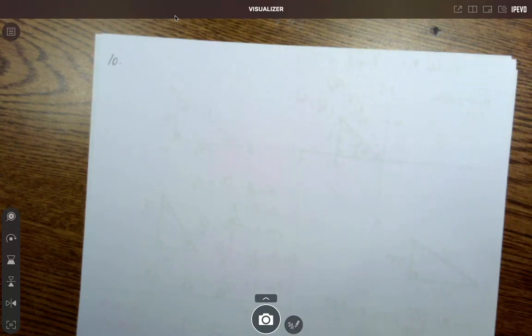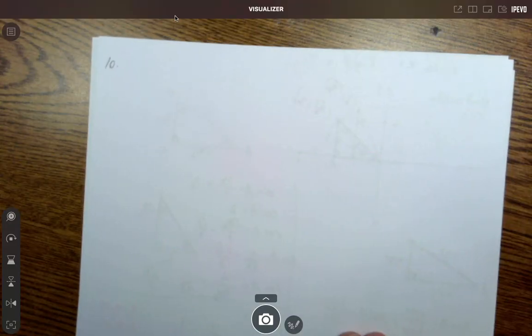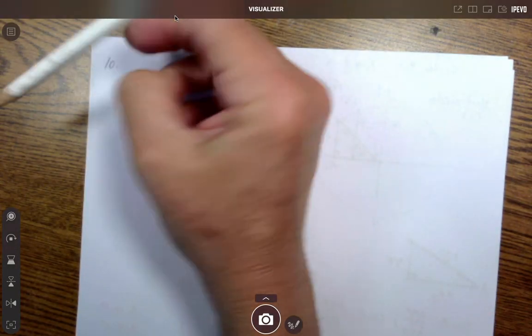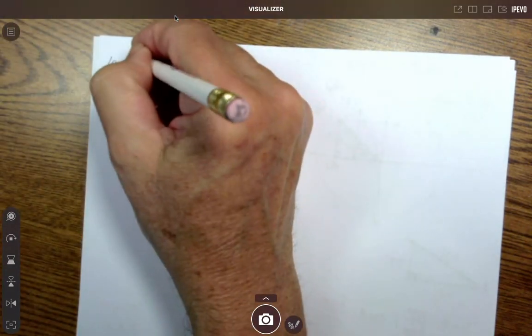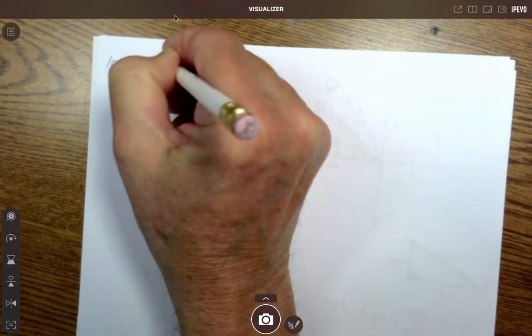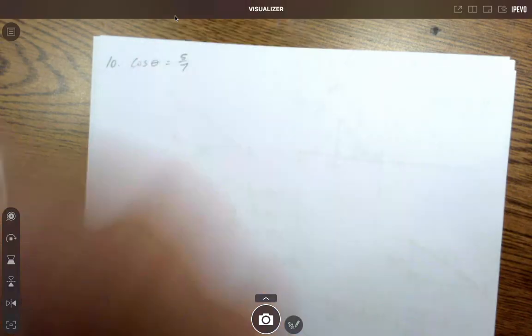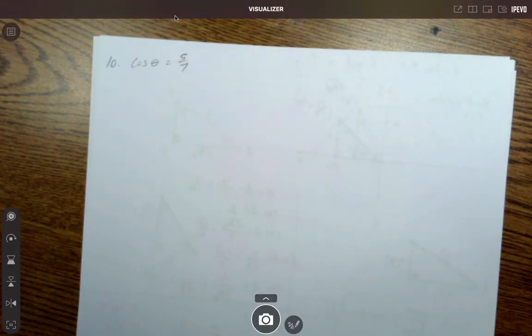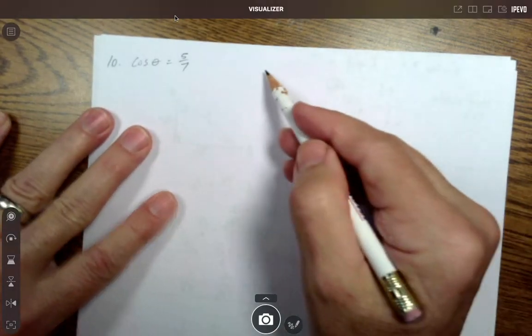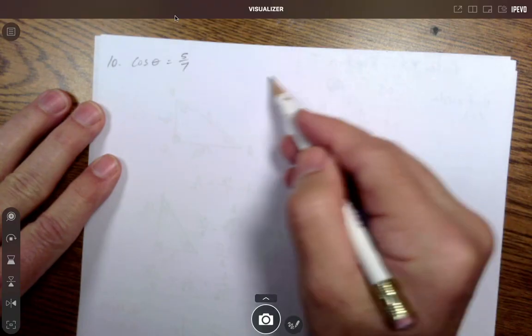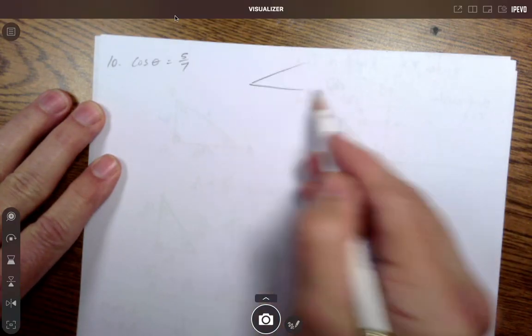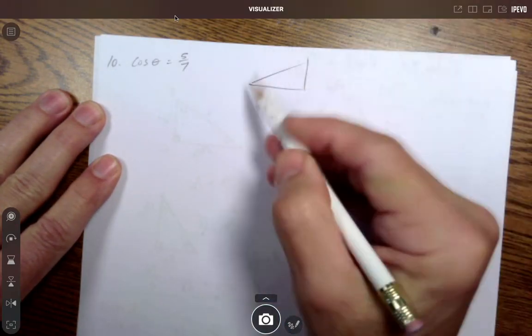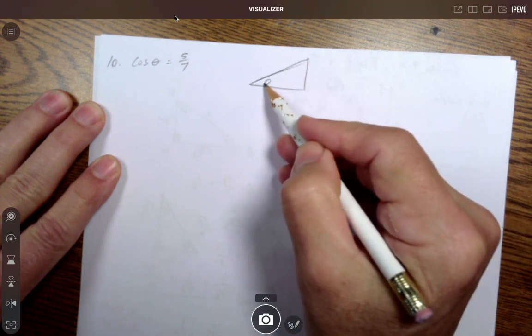So problem 10 gives us one function. It gives us cosine of theta is 5/7. And the directions say, sketch a right triangle corresponding to the trigonometric function of the acute angle theta. So here's the acute angle theta.